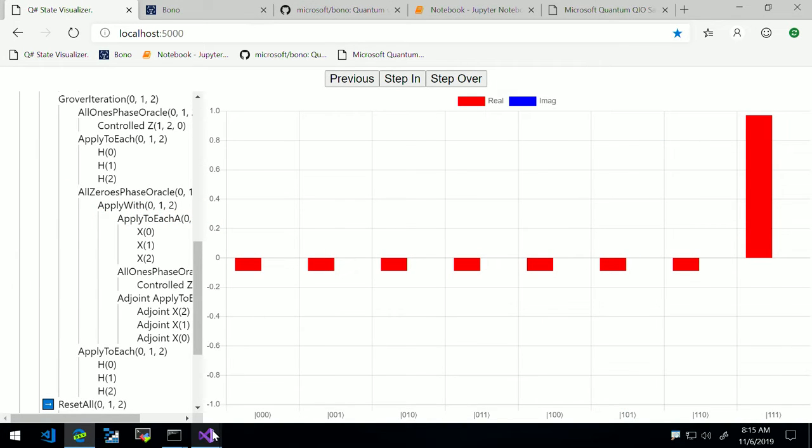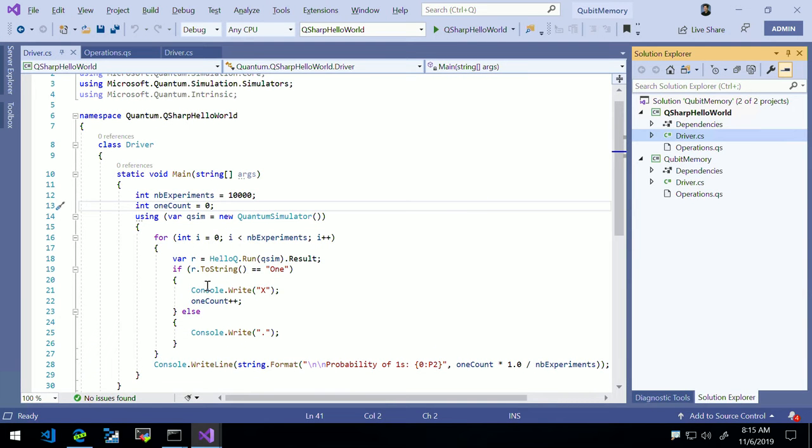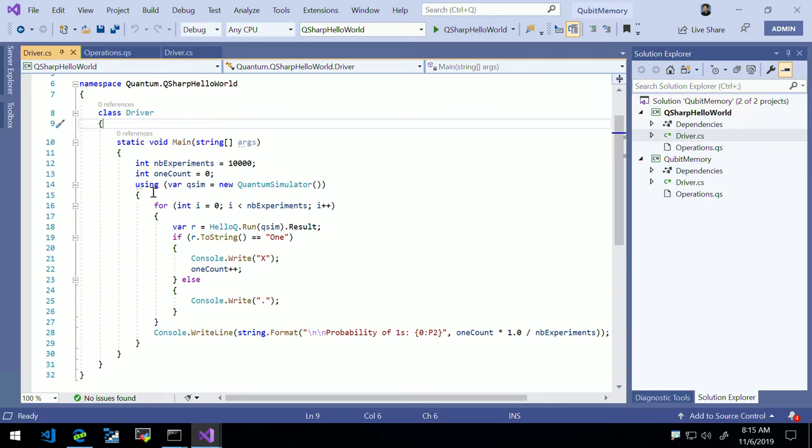So here's Visual Studio. And I've got this driver. This driver is the classical part of it. And you can see it's just doing 10,000 runs, invoking the quantum simulator. For each of these, for the quantum simulator, it's calling this run command, which calls into the Q-sharp portion, the quantum portion of the program. And it gets back a result, which it's just going to print out. If it's a 1, it's an X. If it's a 0, it's a dot.